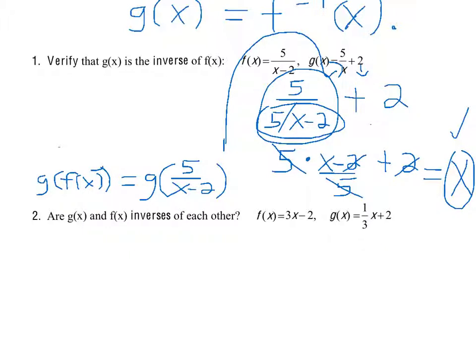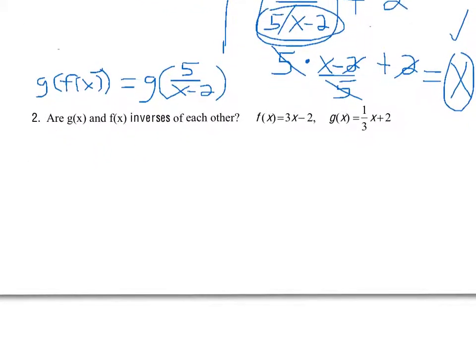Okay, the last one says, are g of x and f of x inverses of each other? So what you're doing there is the same thing, but now it's not saying verify, so you don't know if they are. Basically, if you do FOG and GOF, and they both equal x, they're inverses. But if you get something other than x, then you can stop and say right away, they're not equal to x. All right, here we go.